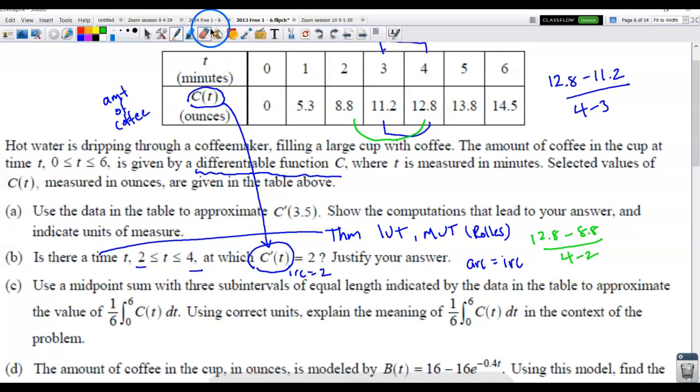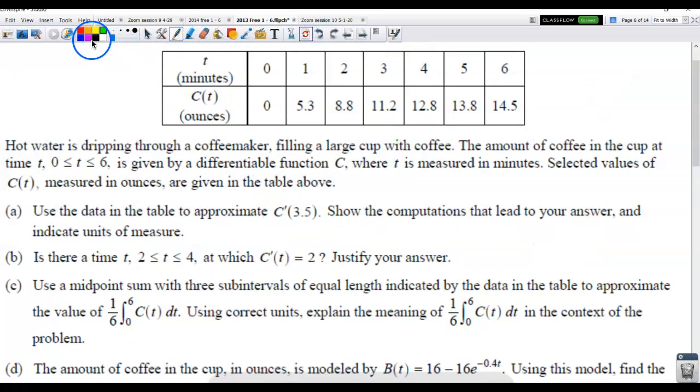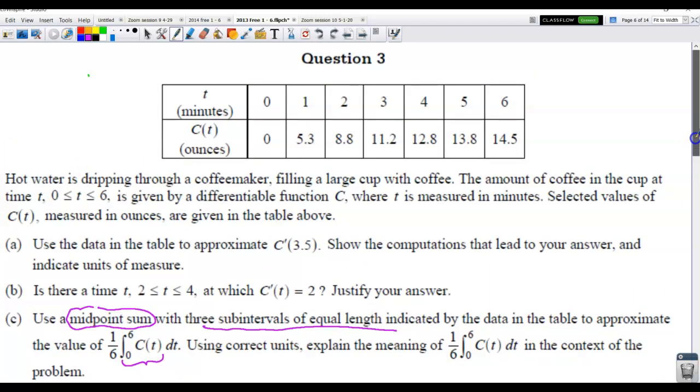In letter C, I'm going to clear the board right now. So in letter C, use a midpoint sum, and this was something that several of you had struggled with on our last quiz, with 3 subintervals of equal length indicated by the data in the table. And they want us to use the midpoint sum to find the accumulation of area from 0 to 6, but we're actually going to be finding an average value. So I'm going to start with the midpoint sum, 3 subintervals of equal length. So 1 rectangle goes here, 2 rectangles, 3 rectangles.